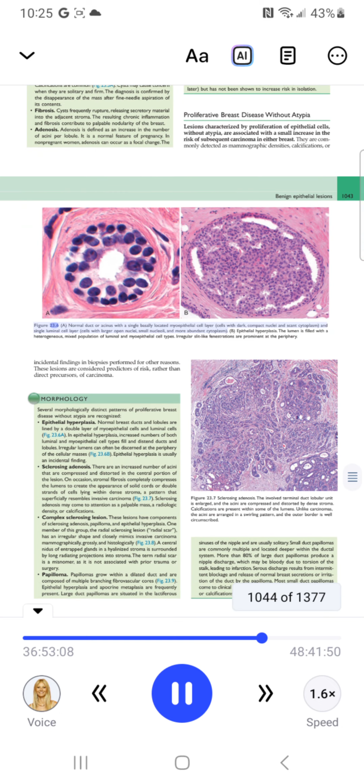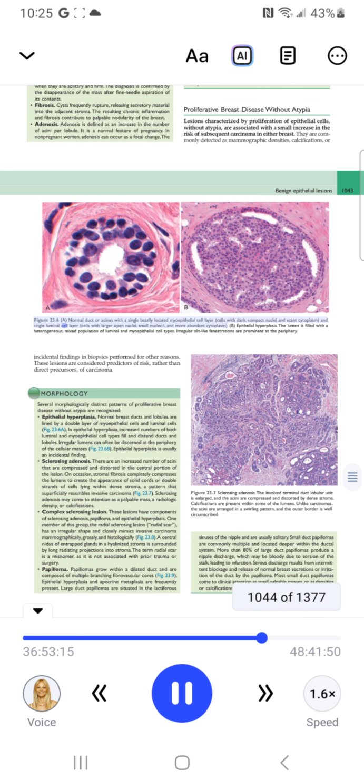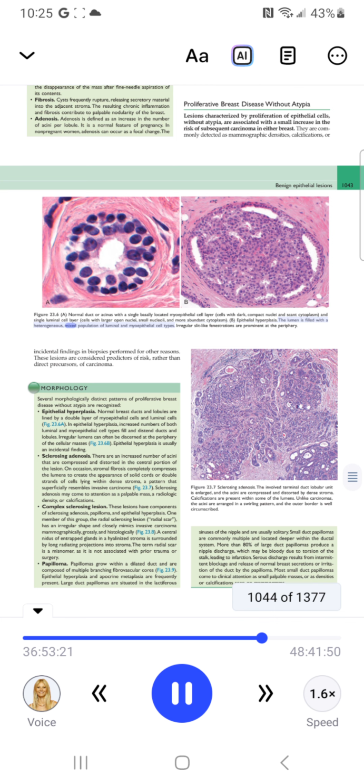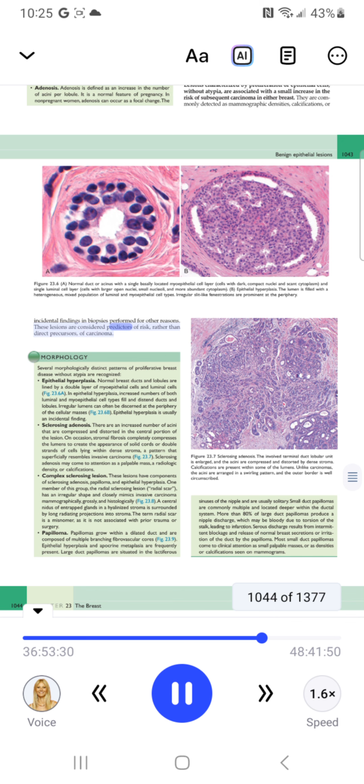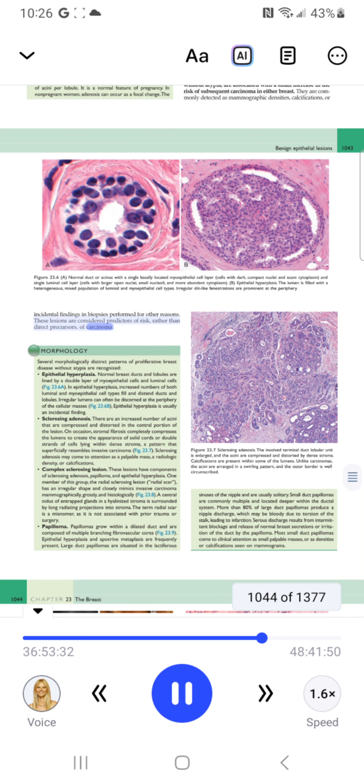Figure 23.6. A. Normal duct or acinus, with a single basally located myoepithelial cell layer, cells with dark, compact nuclei and scant cytoplasm, and a single luminal cell layer, cells with larger open nuclei, small nucleoli, and more abundant cytoplasm. B. Epithelial hyperplasia. The lumen is filled with a heterogeneous mixed population of luminal and myoepithelial cell types. Irregular slit-like fenestrations are prominent at the periphery. These are incidental findings in biopsies performed for other reasons. These lesions are considered predictors of risk rather than direct precursors of carcinoma.